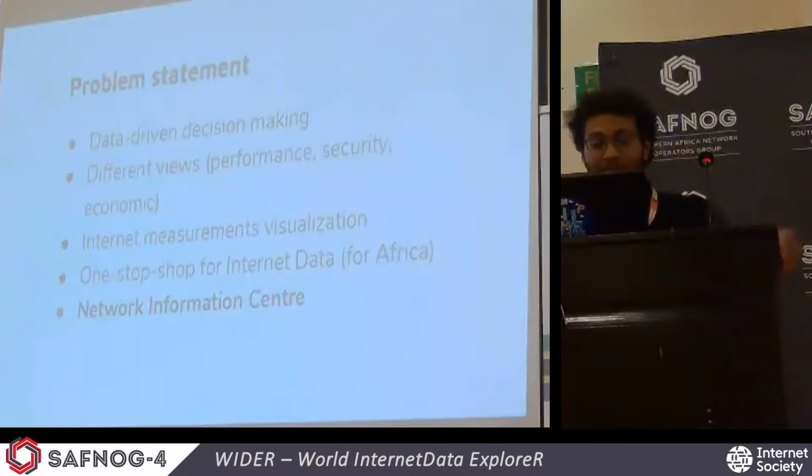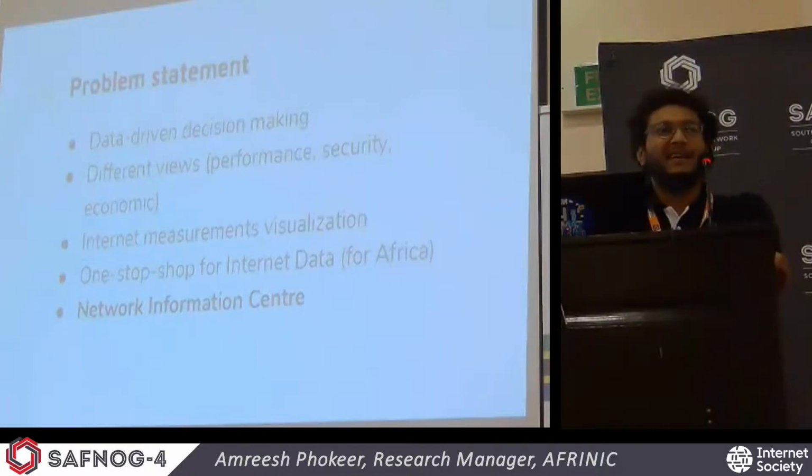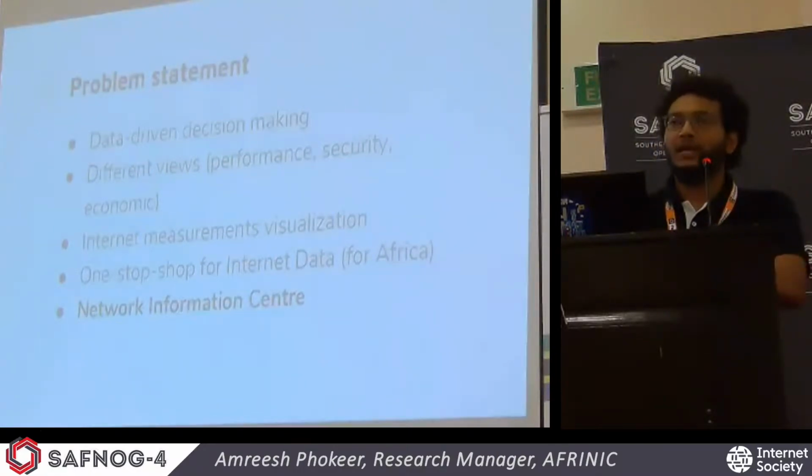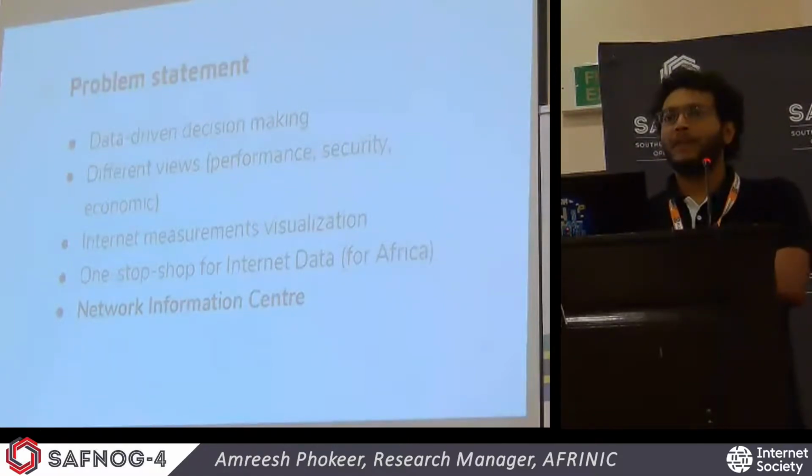The problem statement, basically, we decided to work on a portal because for a while now, many people were asking, is there a place where we can go and find information about a network, how big is the network, what is the market share of the network, how many users, and what does the deployment of IPv6 look like in that network. Currently there is no single place where you can find this information.